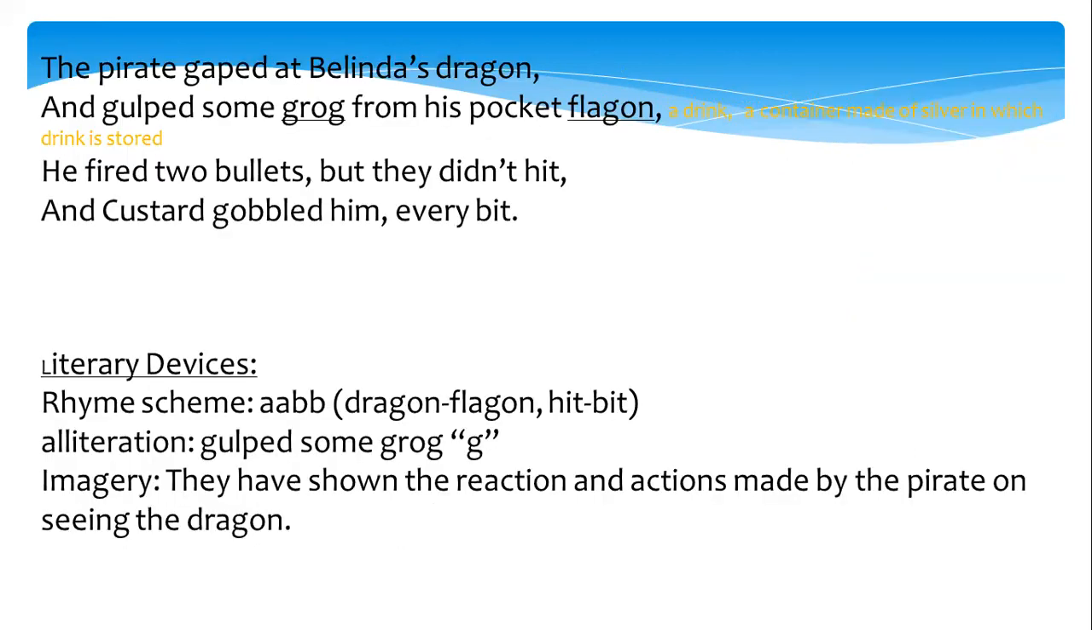The pirate gaped at Belinda's dragon and gulped some grog from his pocket flagon. He fired two bullets, but they didn't hit, and Custard gobbled him every bit.